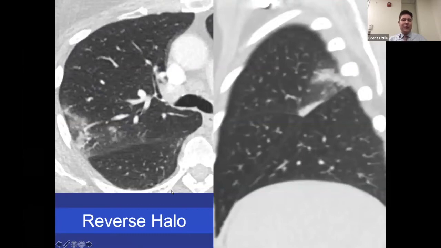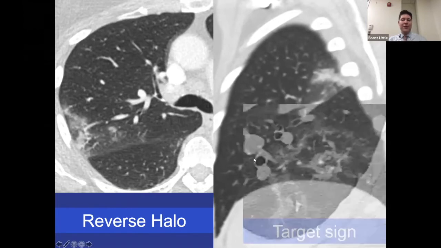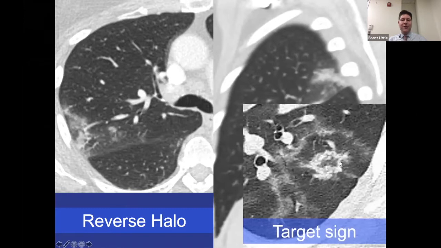Something that can be seen frequently is the reverse halo sign. The reverse halo sign was described first in organizing pneumonia, but now we know it can occur in a lot of different processes, including other infections and of course COVID-19. You can see that the reverse halo is a rim of consolidation with internal ground glass opacity. You can also see what is called a target sign. The target sign is a reverse halo within another reverse halo, so multiple concentric reverse halos, the so-called target sign that has been described in COVID-19 in some cases.